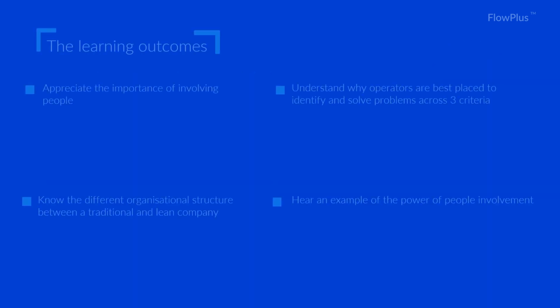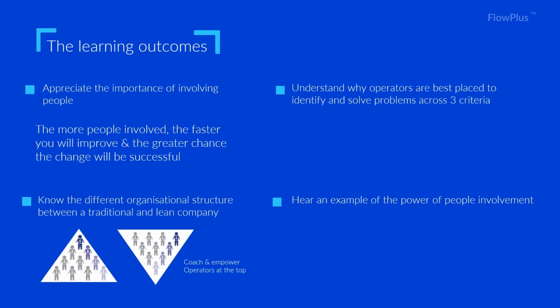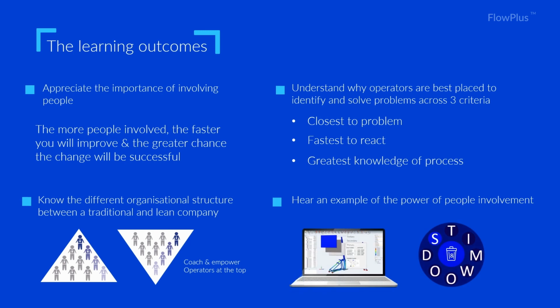So let's recap what we've learned. The more people that you get involved, the faster you'll improve and the greater chance of the change being successful. It's as simple as that. The difference between a traditional and a lean company is that the triangle has been inverted. In other words, the operators are at the top. It's a company that coaches and empowers. Operators are best placed to identify and solve problems because they are closest to the problem, fastest to react, and have the greatest knowledge of the processes. And now you appreciate a real example from Brompton Bikes about why getting people involved is so important.